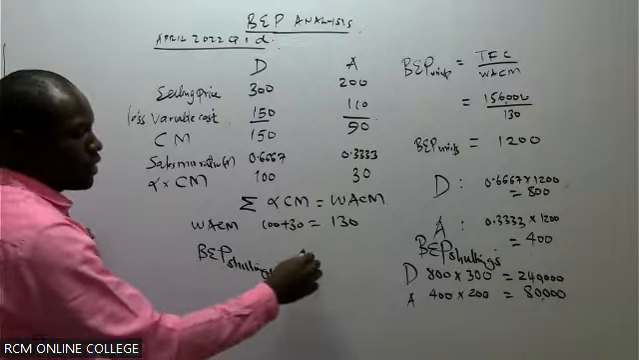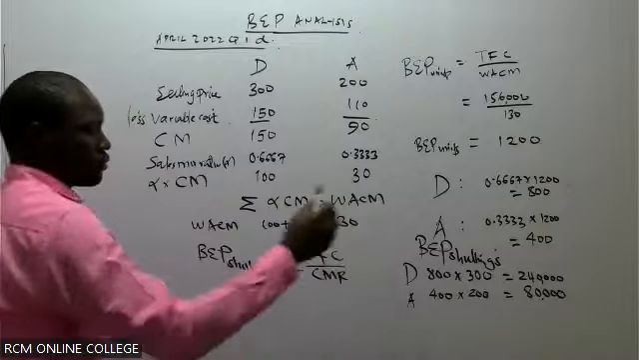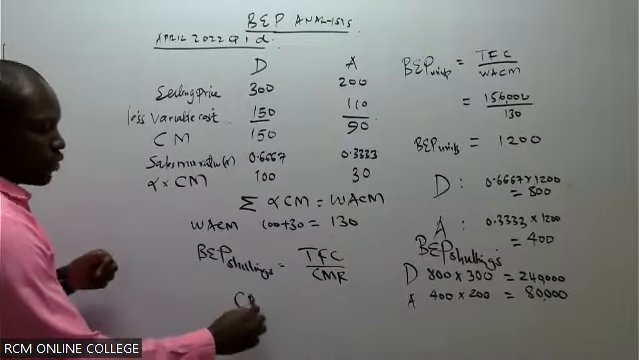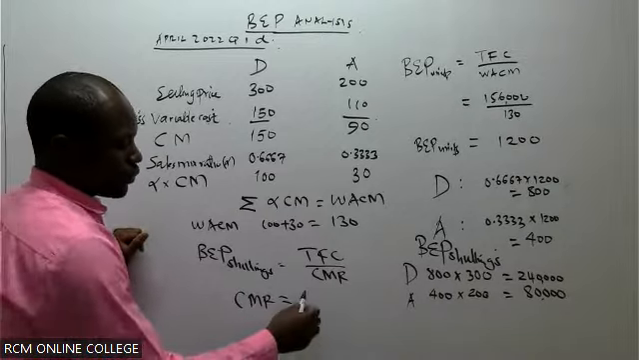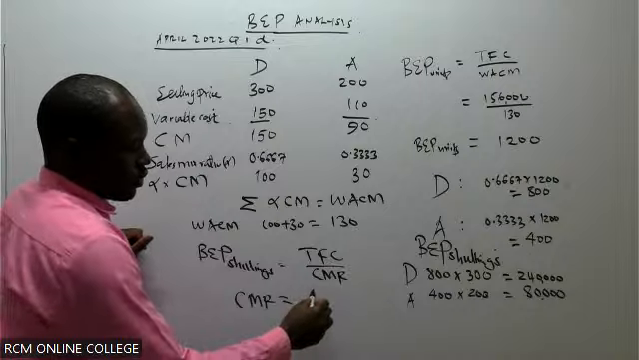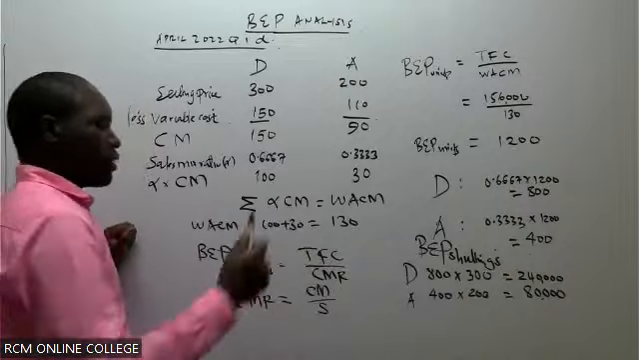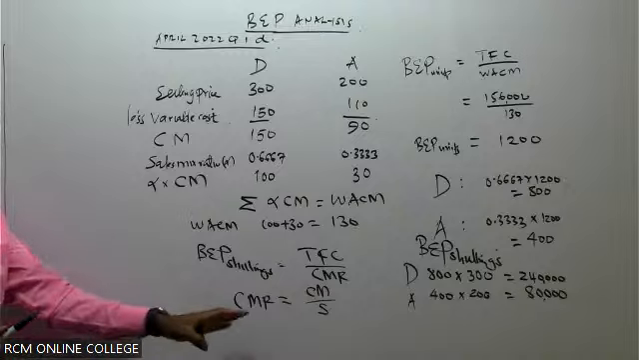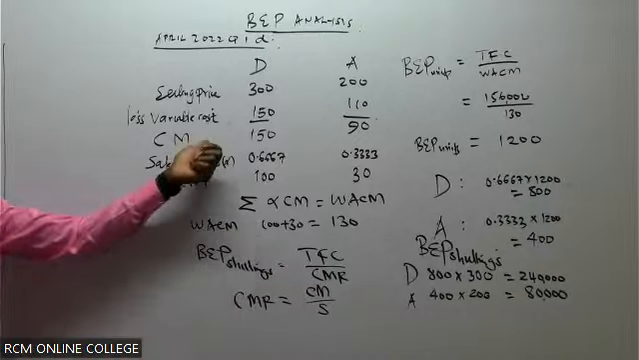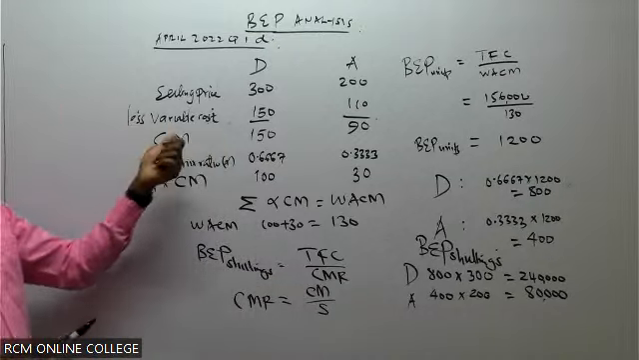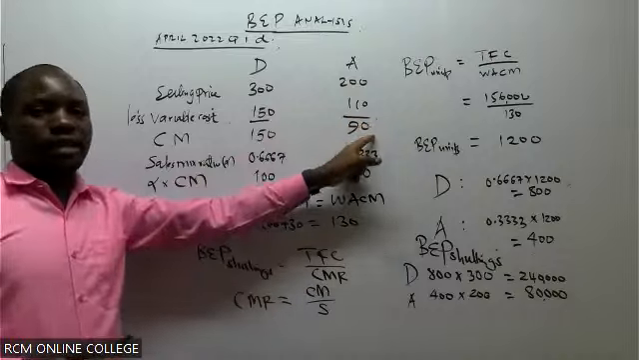We said the break-even point in shillings of a single product is equal to total fixed cost divided by contribution margin ratio. This contribution margin ratio, we said, is equivalent to contribution margin divided by selling price per unit. Is it? That's what we said is the contribution margin ratio. Now, look at the contribution margin here. My question is, are you going to take the contribution margin of product D, which is 150, or of product A, which is 90?